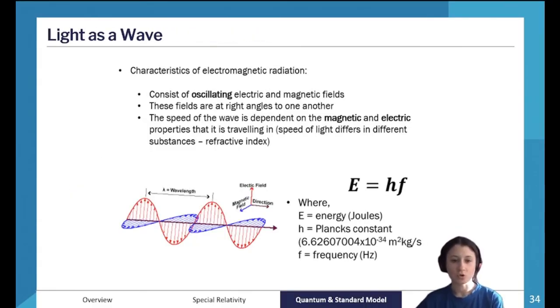Now let's get into what light actually looks like as a wave. So, these are the characteristics of electromagnetic radiation. It consists of oscillating electric and magnetic fields. Those red waves are electric fields, and those blue waves are the magnetic fields. As you can see, they are oscillating, going back and forth like this. And they are also perpendicular to each other. So they're at right angles to each other.